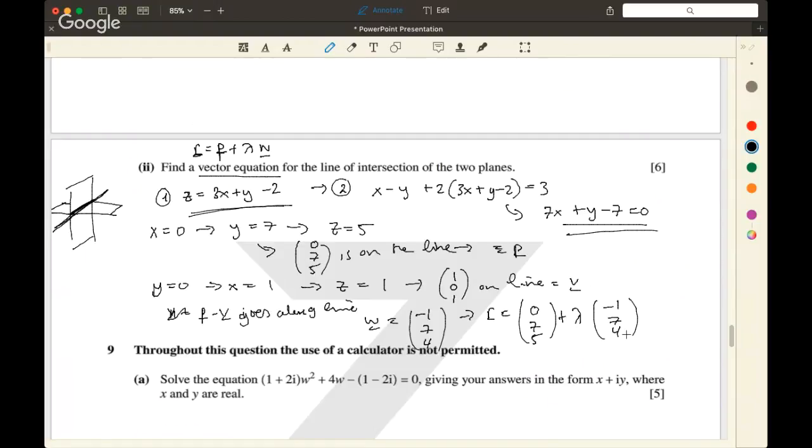So that's the procedure. You find the relationships obeyed by all the points on the line. You use those to generate a couple of points. You use one of them as your initial point, and then you use another one in combination with that to find a vector which goes along the line, and use that as your w.